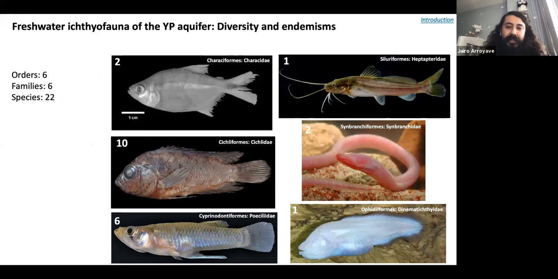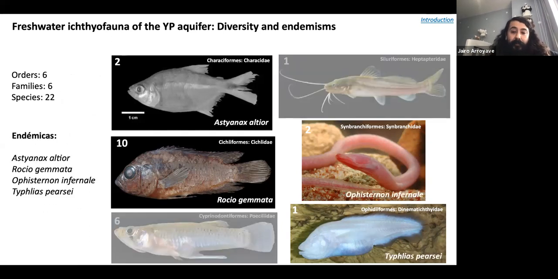The ichthyofauna that inhabits this region is not super diverse, but is moderately diverse. We have 22 species. It's interesting for other reasons. Beyond diversity, we have a good phylogenetic component: 6 orders, each with one family, and 4 endemic species, 2 of which are cave dwelling. So we have here our troglomorphic species, the blind swamp eel Ophisternon infernale, and the Mexican blind brotula, Typhliasina pearsei.